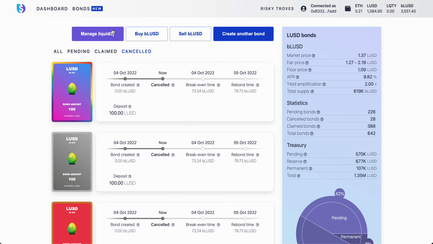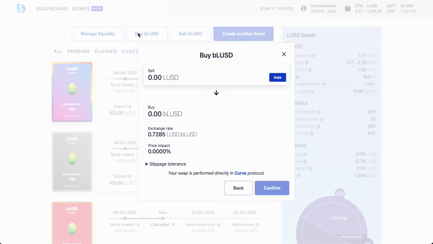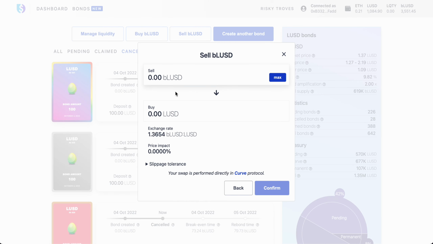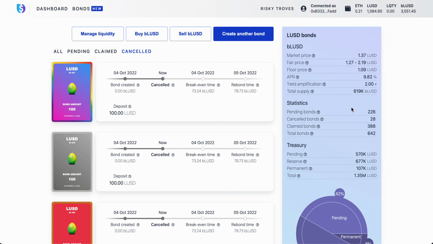You can also buy BLUSD. You would do that when the market price is close to the fair price or close to the floor price. That's a strategy question, and it would be a bit too much for this presentation. On the other side, you would sell BLUSD when the market price is really high, maybe in the $2 range or something like that, because you would be selling with the expectation that the price would go down and vice versa. So it's just a trading game.